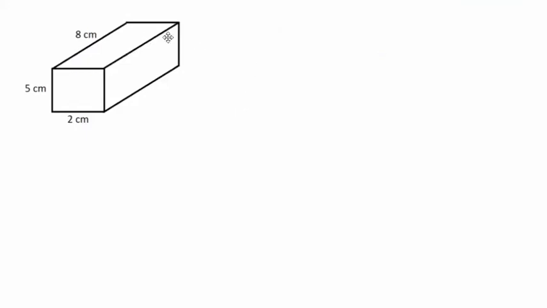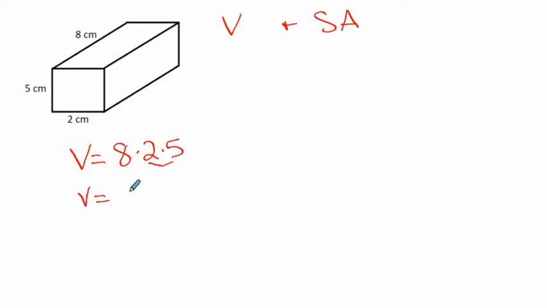All right, so let's do an example. I'm going to figure out both the volume and the surface area of this rectangular prism. I'm going to do volume first because volume is easy, so why not do it first? So length times width times height. Multiply that out. I'm going to do this one first because that gives me 10 times 8. So volume would be 80 centimeters cubed, or 80 cubic centimeters.